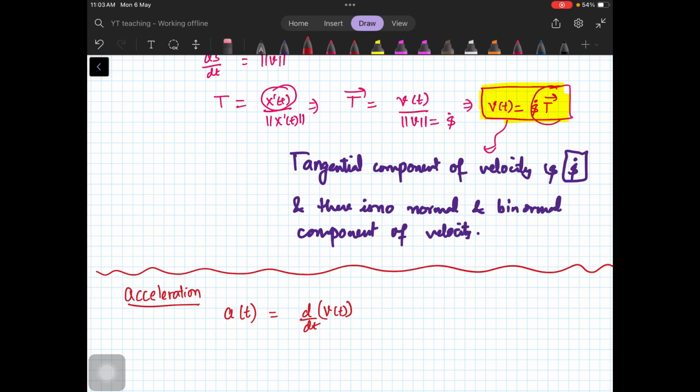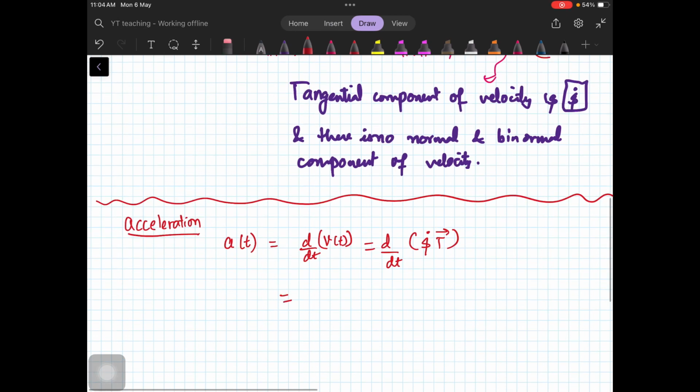just saw that velocity vector is here. So that is d by dt of s dot T vector, right? So that is our acceleration. So now you can use the product rule here to differentiate. So if we use the product rule, I can write it as s double prime T vector as such plus s dot dT by dt, right?